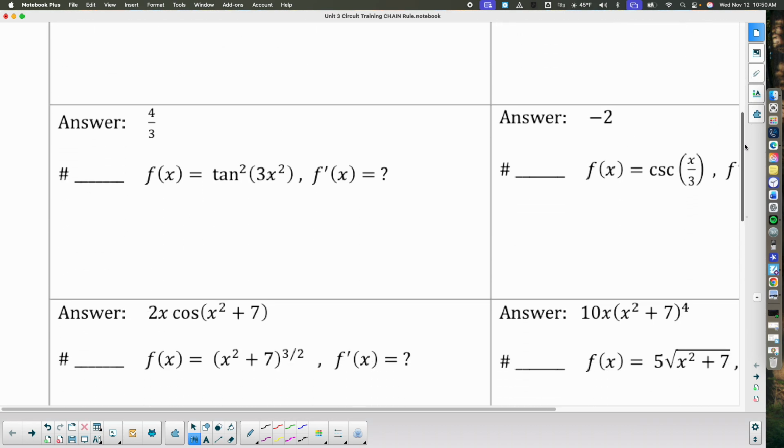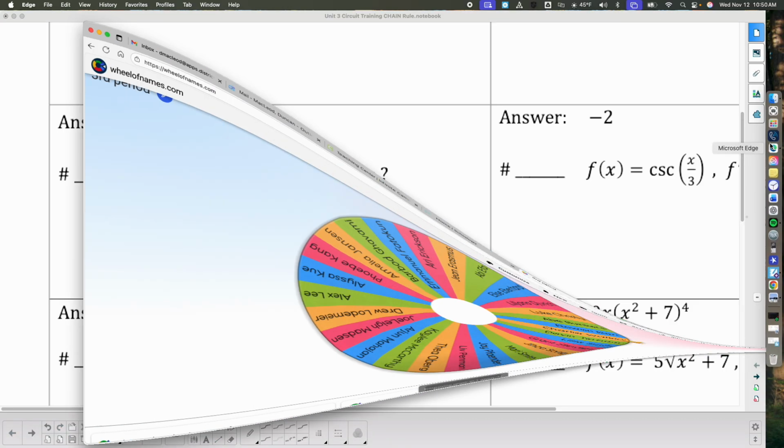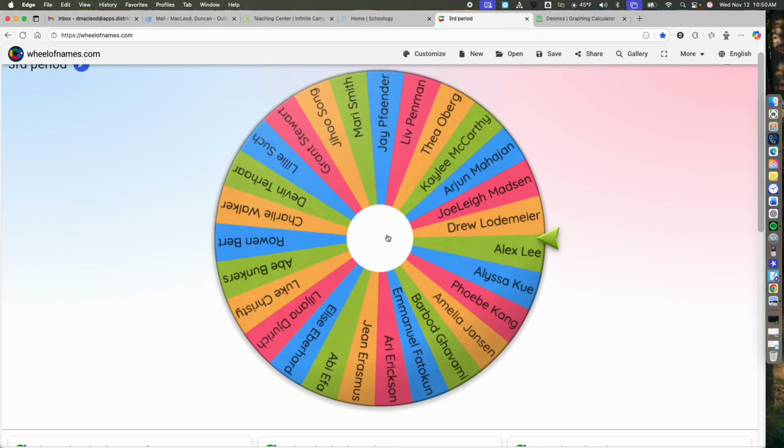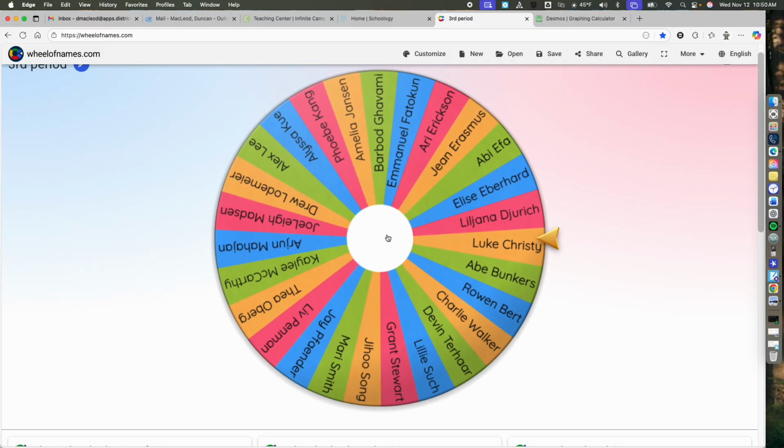You know what, let's just do this one right now, I guess. Let's just move to the harder type. Oh, shoot, I need a separate tablet so I can do the spinner separate. Luke.